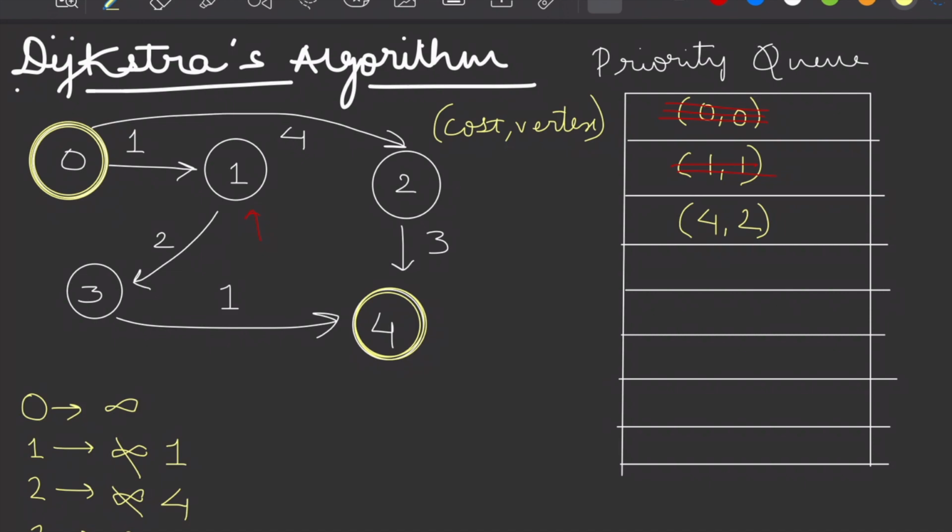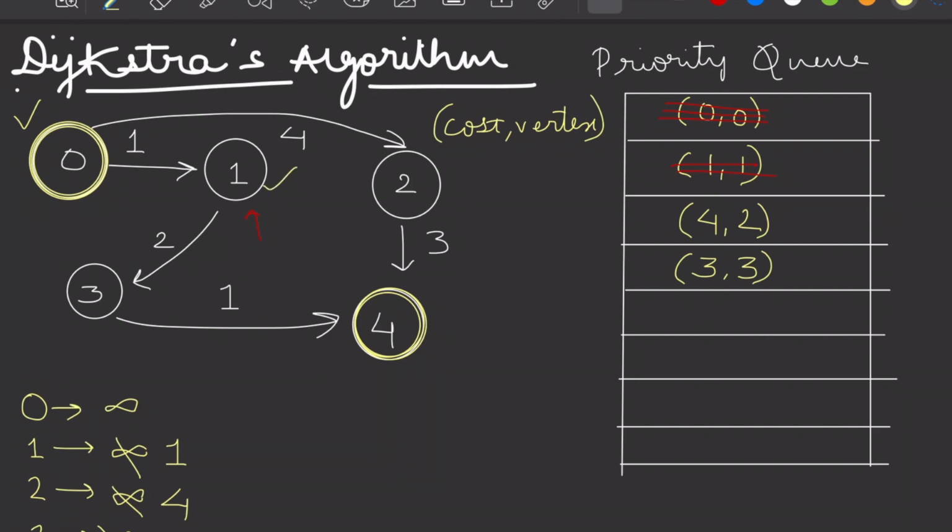And what's the cost to reach 3? It's going to be 1 plus 2, which is 3. And is it lesser than what we already have found out? Well, yes. So we're just going to put the value 3 as the cost to reach 3. Cool. So we have processed these nodes. So we're done with 0. We're also done with 1.